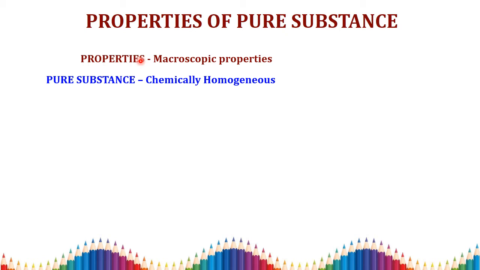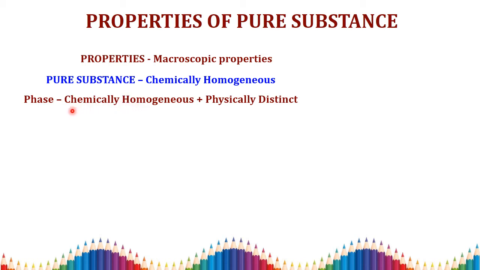So it should be a chemically homogeneous mixture, then it is a pure substance. Then also we need to understand the term phase. A phase is physically distinct. So if you consider 3 phases or 4 phases, any number of phases, in all the phases the component should be chemically homogeneous, then that substance is said to be a pure substance.